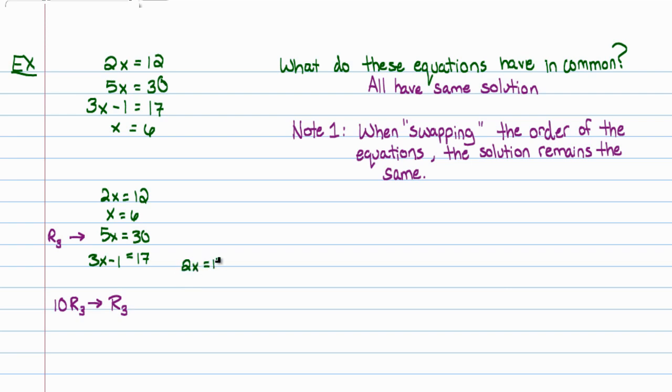2x is equal to 12, x is equal to 6, but my third row I've multiplied by 10, so now I have 50x. And when you multiply a row, you multiply both sides. It's an equation, right? You can't just multiply one side of an equation by a number. You have to multiply both sides of an equation by a number.